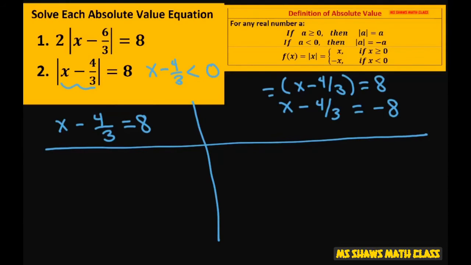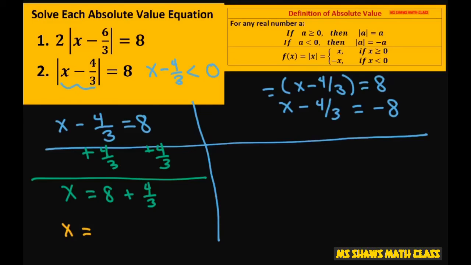All right, now solve for x. So we're adding 4 thirds to both sides. Right, so you get x equals 8 plus 4 thirds. Need a common denominator. So we get x equals, and to have a 3 here, you have to multiply this by 3. So it's going to be 24 thirds plus 4 thirds, which equals 28 thirds.